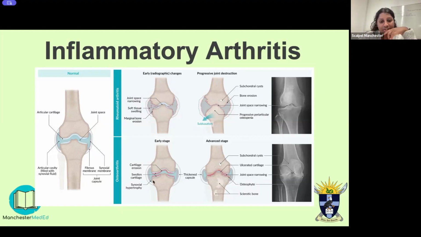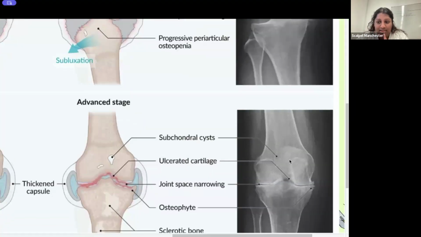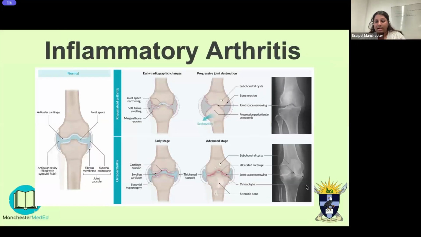And then osteoarthritis would be the cartilage going, you get osteophyte formation, subchondral cysts, and you also get sclerotic bone. That's the other thing. So you can see on this X-ray right here, I hope that this is zooming, this one right here would be a subchondral cyst. And then these little bits and bobs that are kind of poking out would be the osteophytes that are starting to form.